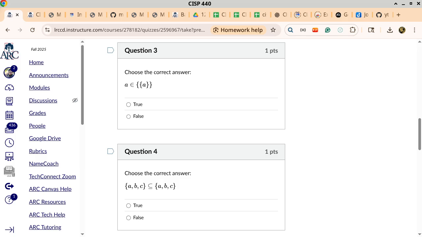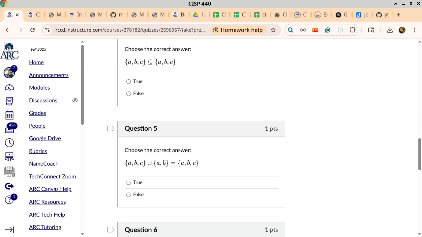Number three, choose the correct answer. It is saying lowercase a is an element of a set where the only element in that set is another set that has the element a. That is not true. This element of is not true. So we choose false here. Correct. So if the left-hand side also has braces around it, then the answer would have been true.